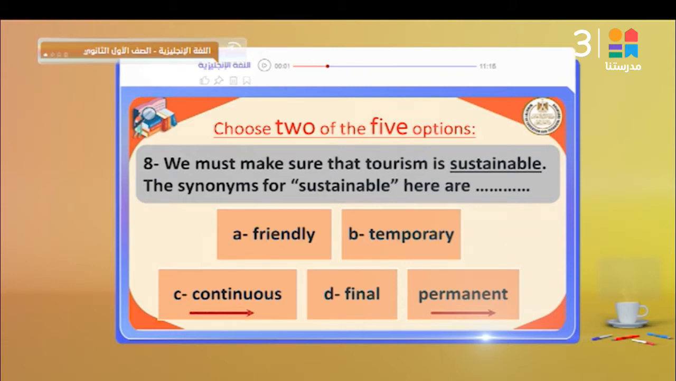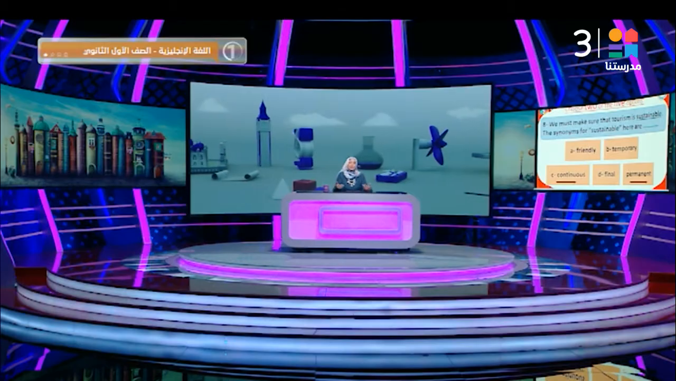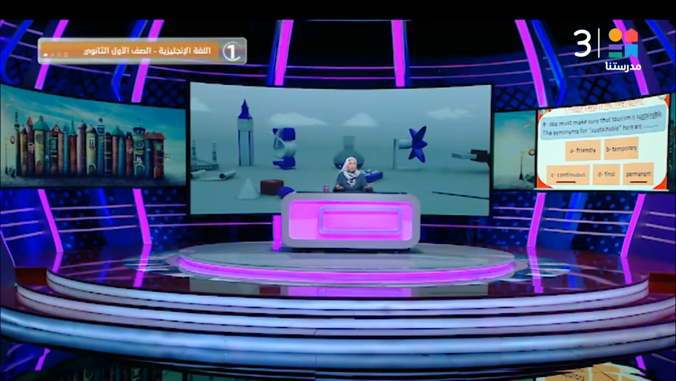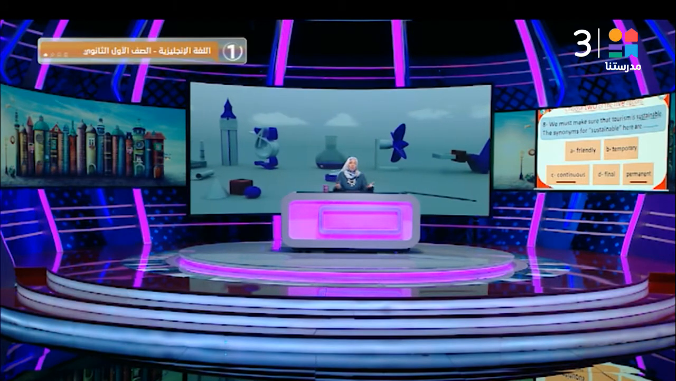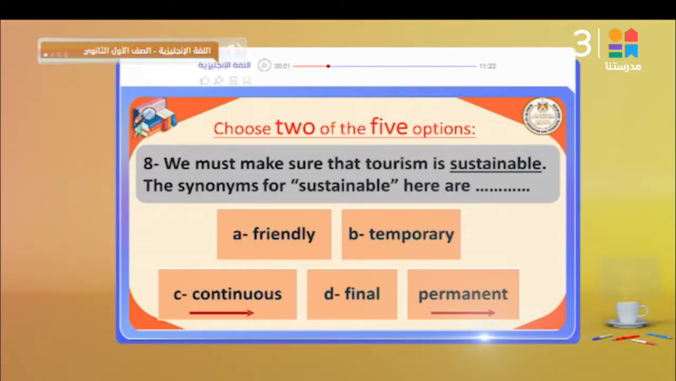We want it to be sustainable means we want it to continue for a long time, or we want it to be permanent. Permanent, it goes on and on for our children and our grandchildren.